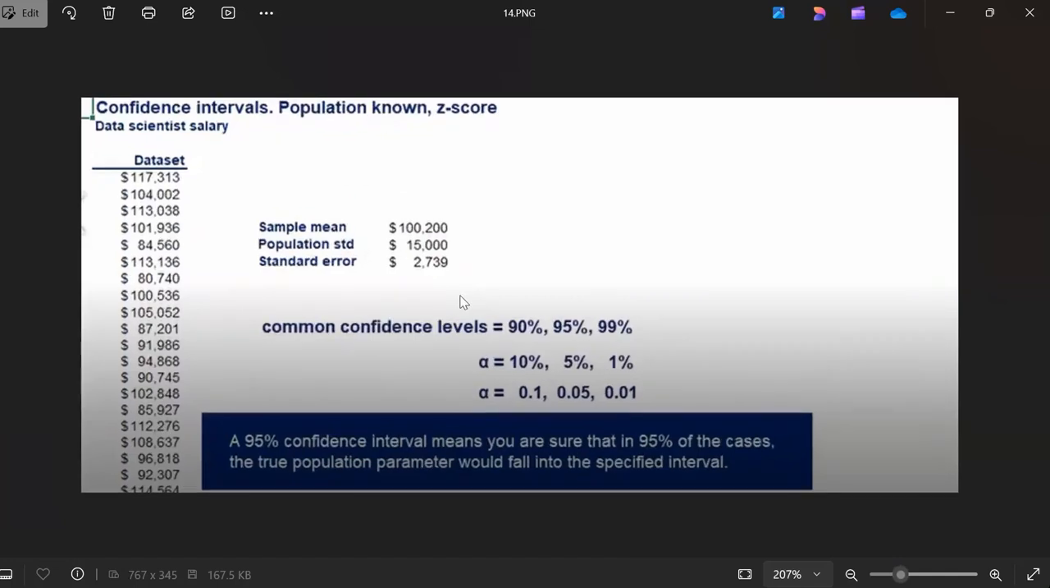Try to understand this. If you're 90% confident, the error is how much? 10. 10 by 100 means 0.1. 95% confident means 5%, 5 by 100. 99% confident means 1 by 100. Guys, are you clear up to this?